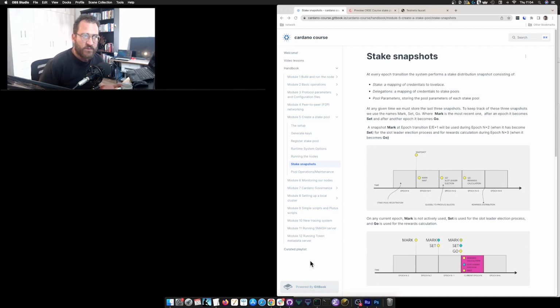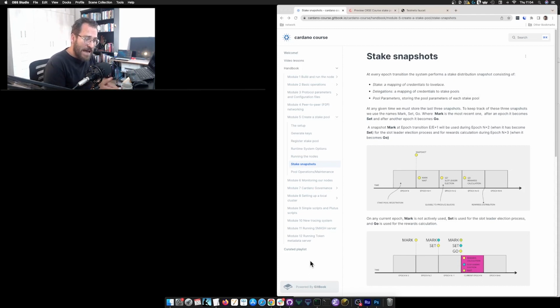And this brings us to the stake snapshots topic. Stake distribution snapshot, to be precise. So what it is, how it is used, and why are we talking about this now? Well, turns out that for the slot leader election process to work, we need information about how much stake is associated or delegated to each stake pool. And that is the primary job of this stake distribution snapshot, providing this information.